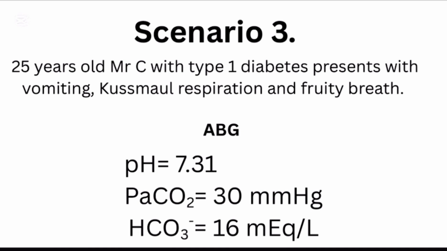and it presents with vomiting, deep rapid breathing, that's also known as Kussmaul respiration, and a fruity breath odor. Seeing his symptoms, we took his blood sample to the laboratory for analysis, and it reveals that the pH of his arterial blood is 7.31, and the partial pressure of carbon dioxide is 30 mmHg, and the bicarbonate level is 16 milliequivalent per liter. So what are we going to do with these results?